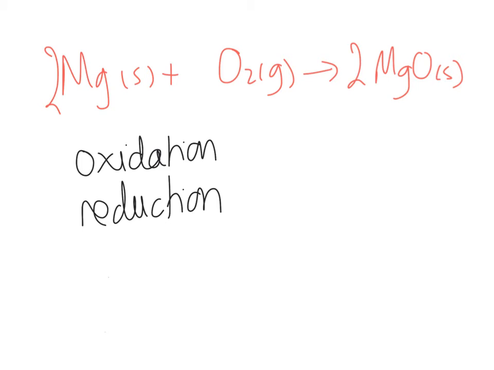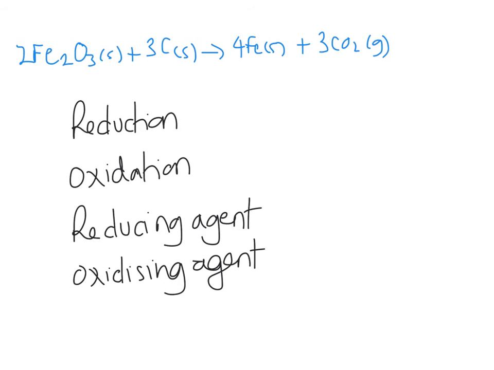Even this reaction is a redox reaction because the magnesium is oxidized to become magnesium oxide, but the oxygen is reduced. There are 2 oxygen atoms here, but only 1 on the other side. That makes this a redox reaction also. In this example, the reduction is the iron oxide, whereas the carbon is being oxidized.